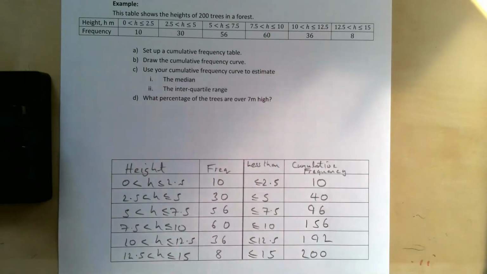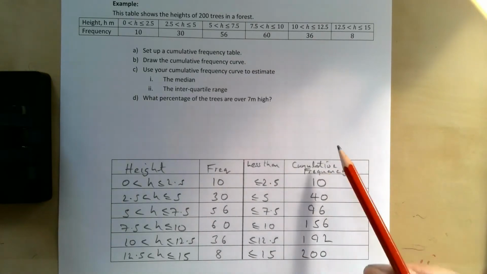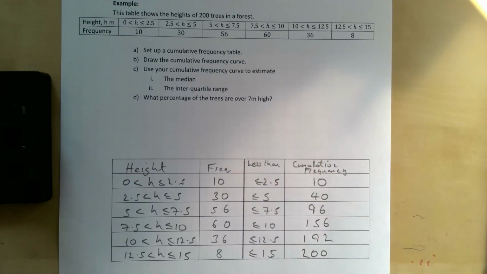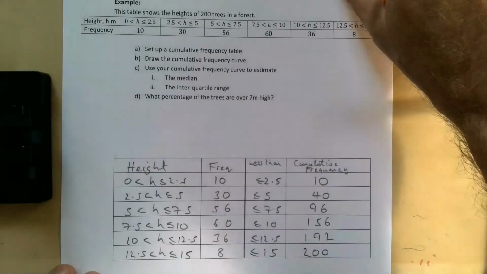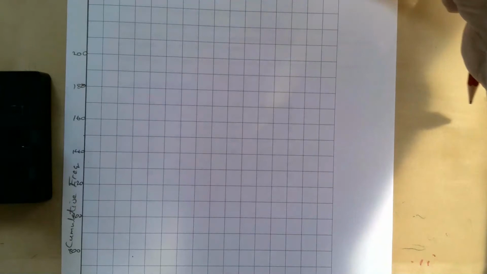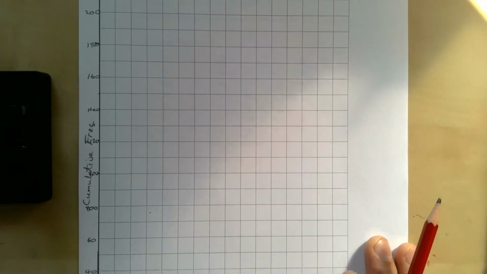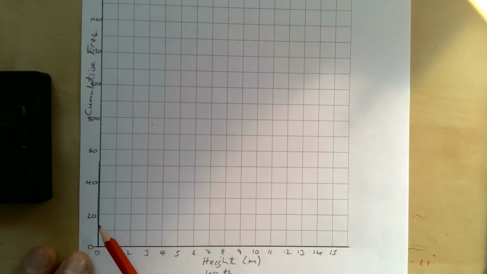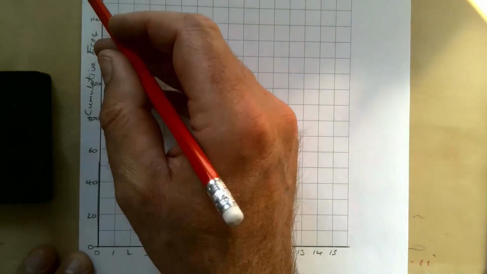Draw your cumulative frequency curve. I've gone slightly ahead in this. So the things that we need to take into consideration: along the bottom is always our less than, so we need to go up as high as 15. Going up the side we need to go up to 200, and conveniently the squared paper on the next page is set up kind of like that, so we're all good. You'll spot that every square going up the side is my cumulative frequency, and each square is going to be 10. That's how I've set it up there.